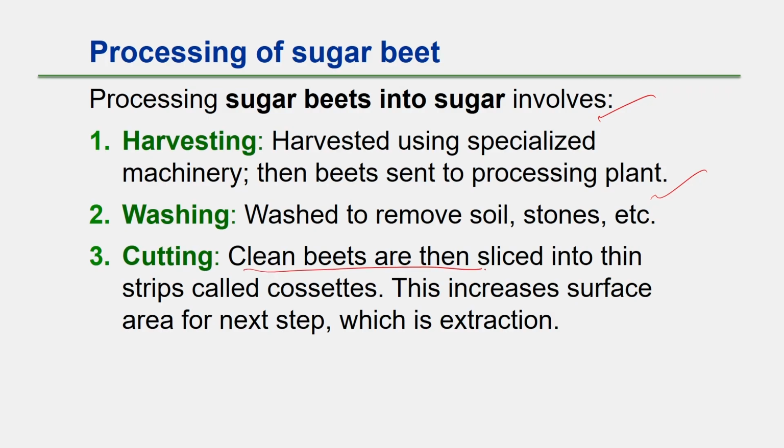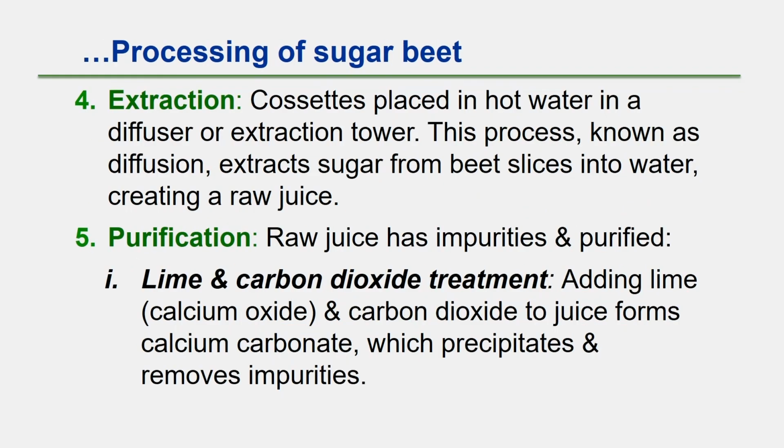So, clean beets are then sliced into thin strips called cosettes. So, machines are now available to make cosettes or to make pulp. This increases surface area for the next step, which is extraction. So, you see harvesting, washing, cutting, and then the next step is extraction of sugar. So, how can extraction be done? The cosettes are placed in hot water in a diffuser or extraction tower. This process, known as diffusion, extracts sugar from beet slices into water, creating a raw juice.